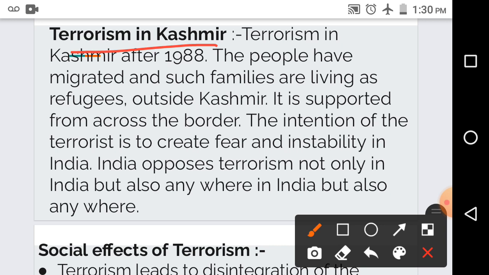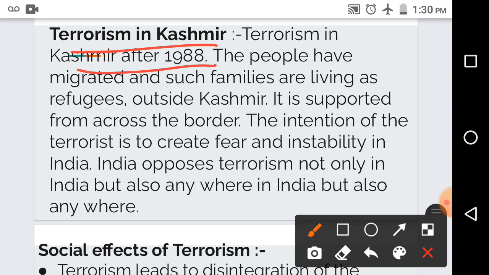Terrorism has increased in Kashmir after 1988. The terrorists have terrorized people by kidnapping, murders, bomb explosions, etc. They wanted to fulfill their motive and spread fear among the people. As a result, many Kashmiri Pandits, many families of Kashmir, have had to migrate. Thousands of such families are living as refugees outside Kashmir.